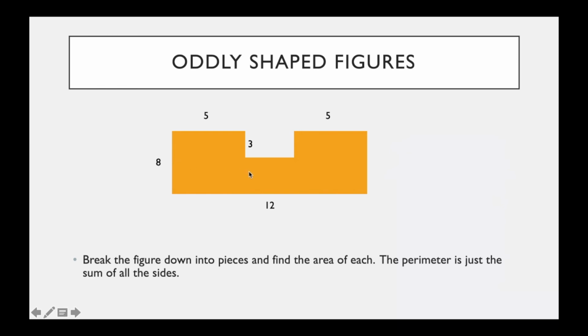So for example, 8 times 12 is 96, 3 times 2 is 6, so that means the area of the shaded region is 90 square units.